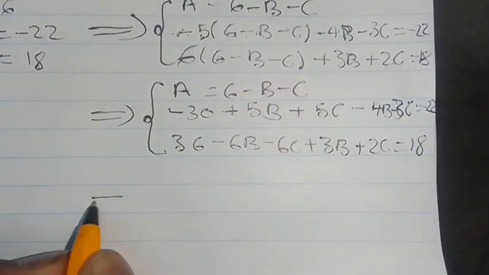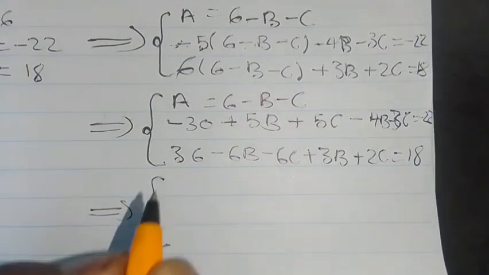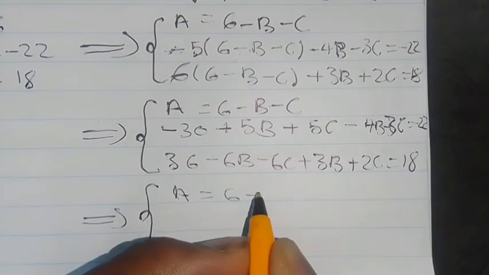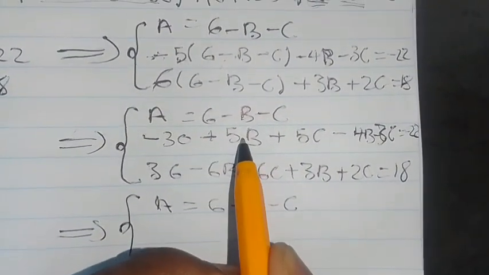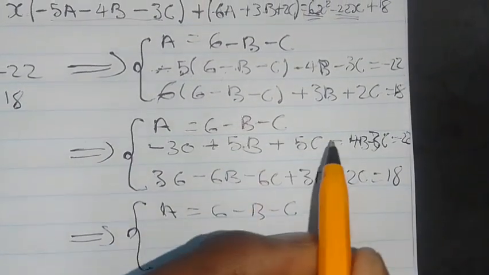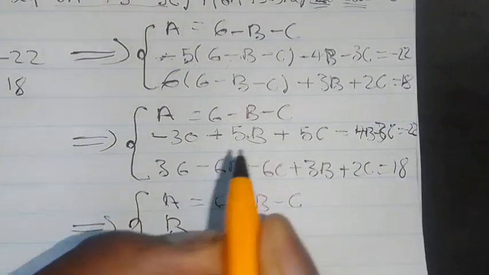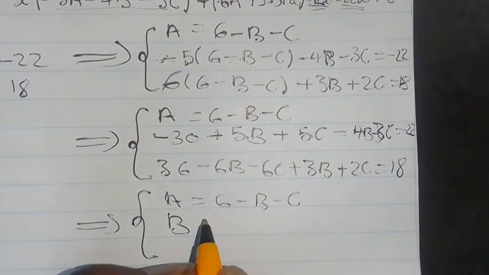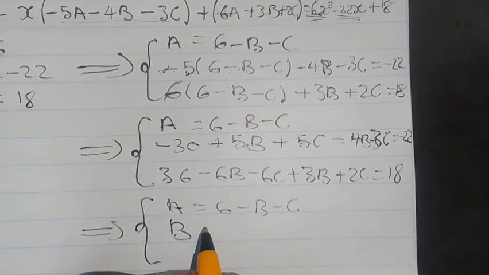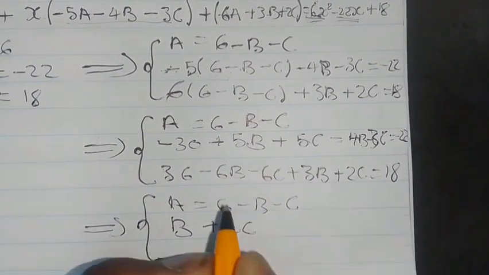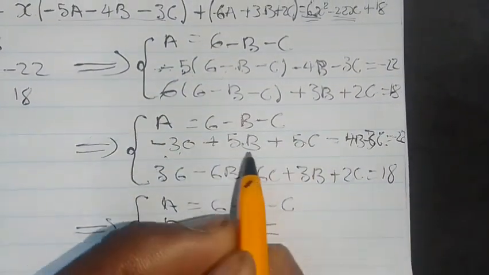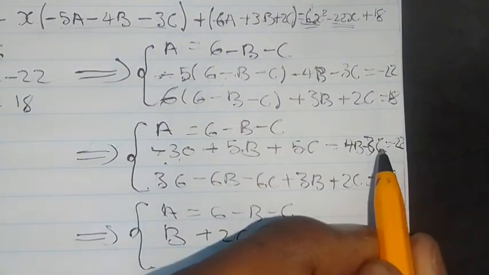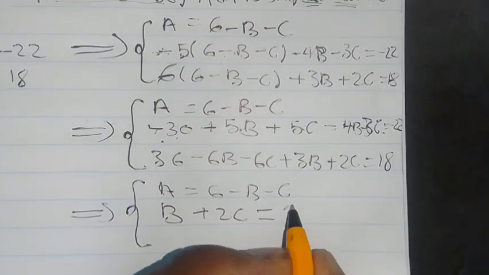And then let's simplify further. a equals 6 minus b minus c. And now here we have 5b minus 4b. What's 5b minus 4b? That's b. And we have 5c minus 3c. What's 5c minus 3c is going to be 2c. And we can take the constant to the other side. If you take that constant to the other side, we have what? It's going to be positive 30. Then we have 30 minus 22, which will give you 8.